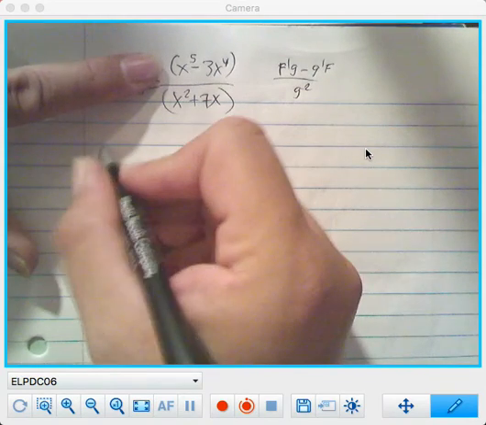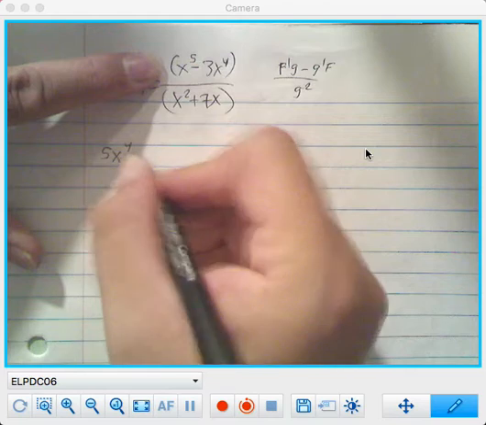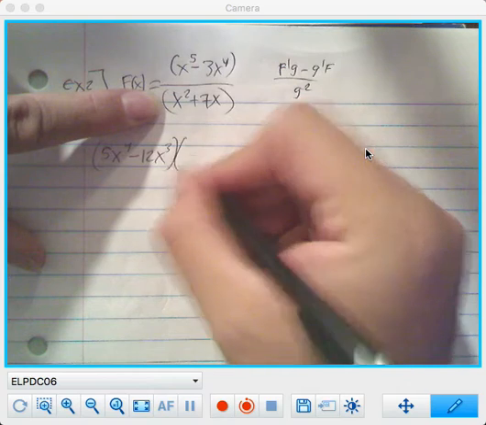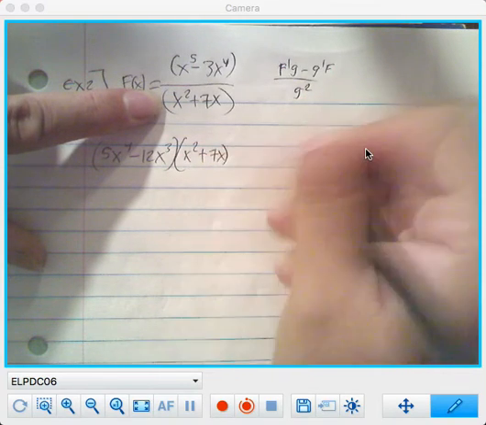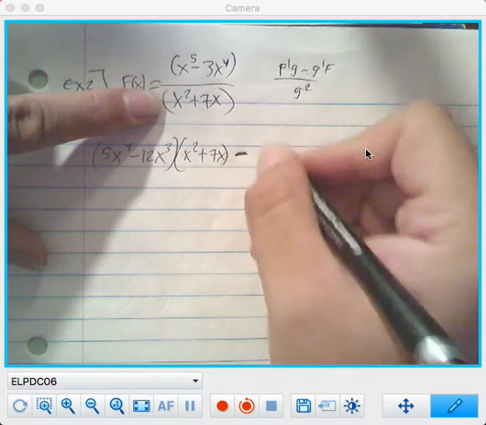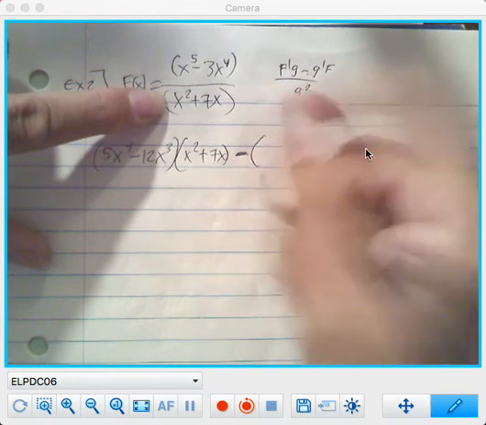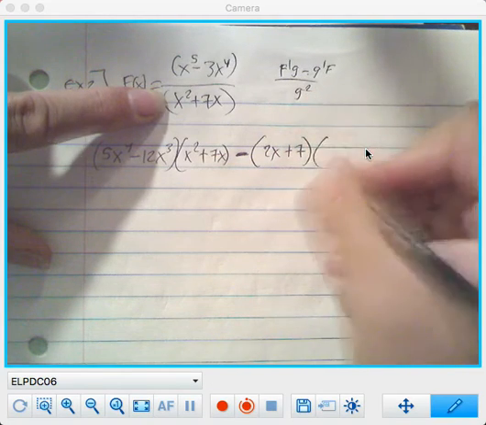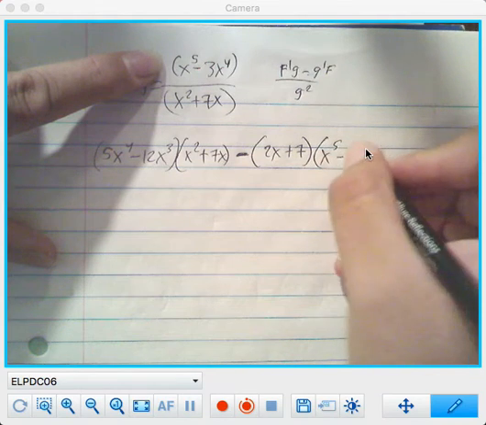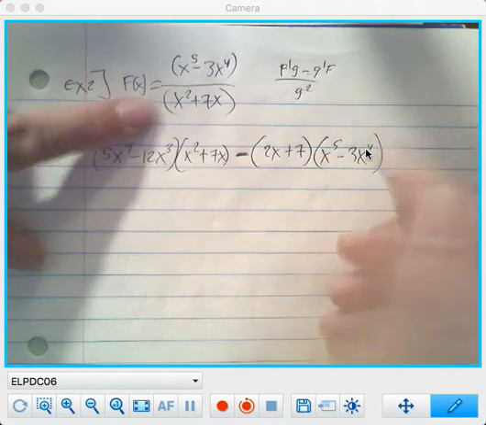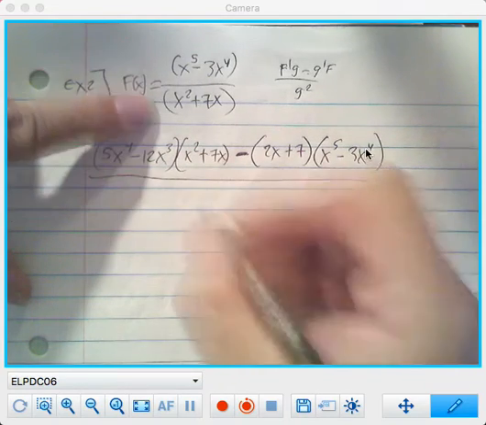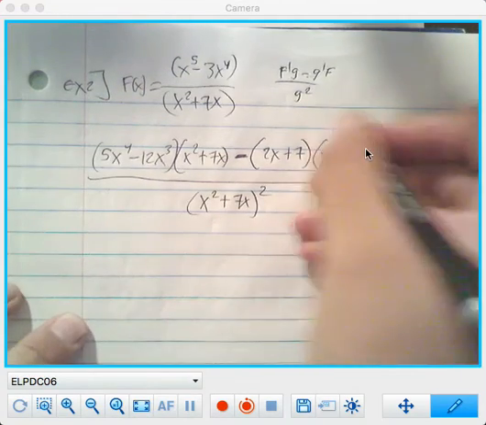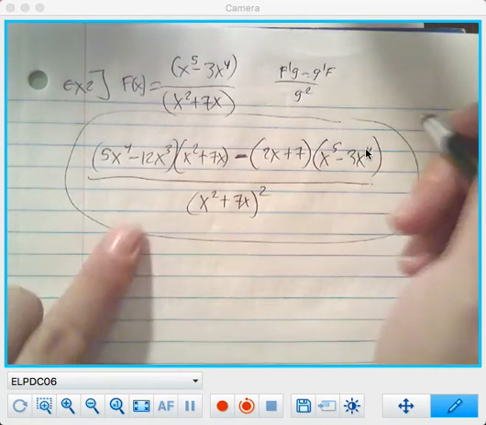I'm going to do it right here, which is 5x to the 4 minus 12x cubed. Then copy g. X squared plus 7x minus, parentheses, the derivative of the bottom, 2x plus 7, and then f, x to the 5th minus 3x to the 4th. What's next? The bottom squared. X squared plus 7x quantity squared. Ta-da! Wait, I don't know if I did it right.